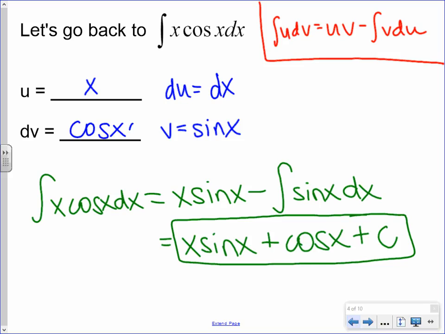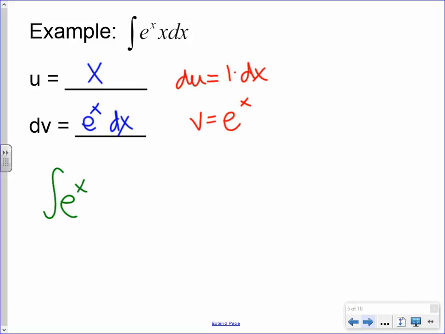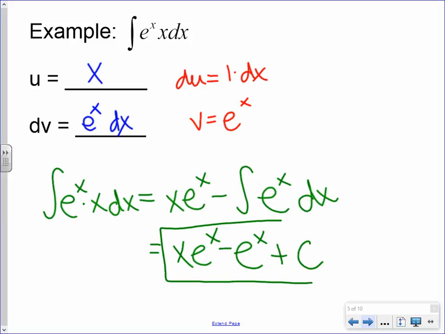I don't know if I did a good job putting dx over here. I apologize, forgot about that. You need the whole thing. So if u is x, du is 1 dx. And if dv is e to the x dx, then v is e to the x. So our integration by parts, e to the x times x dx, is u times v minus the integral of v du. So we get x e to the x minus the antiderivative of e to the x dx plus C. I love e to the x because the derivative and antiderivative are so wonderful.